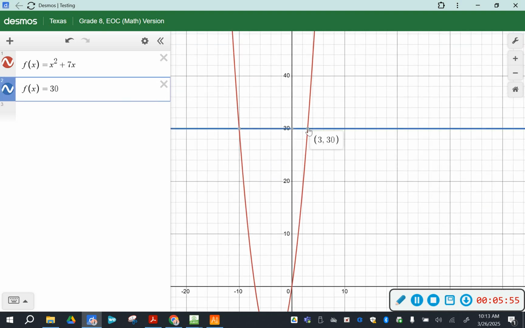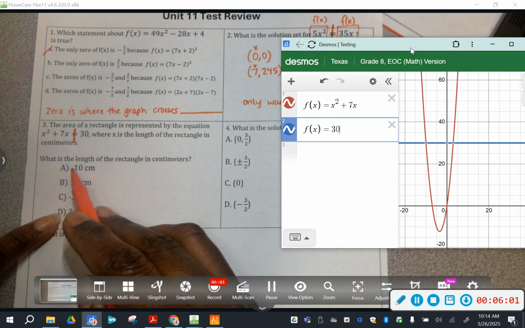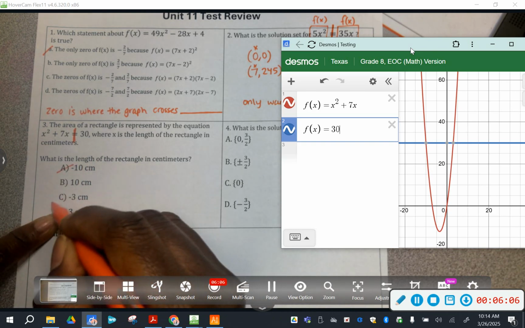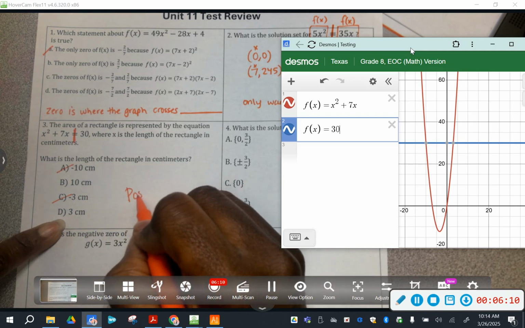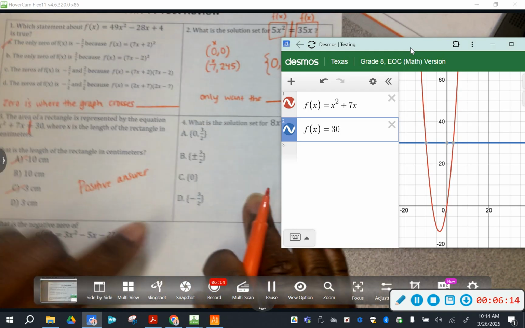So I'm going to click on both of the places where the red and blue meet so I can get my answer. However, what is the length? If you're measuring something, you're never going to get a negative answer, so please don't choose those. Find which one is the positive answer, okay? You're looking for the positive answer, circle it, and move on with your life, okay?